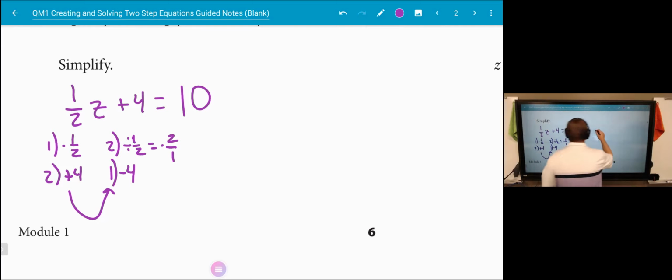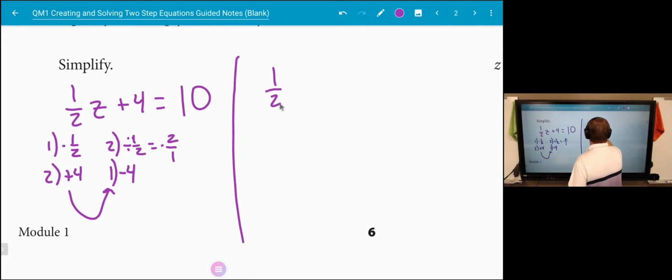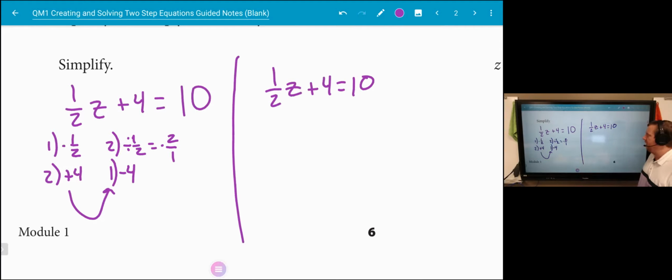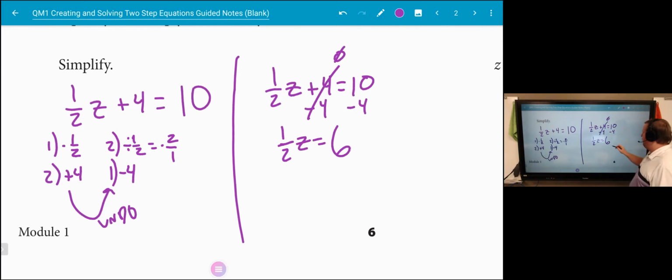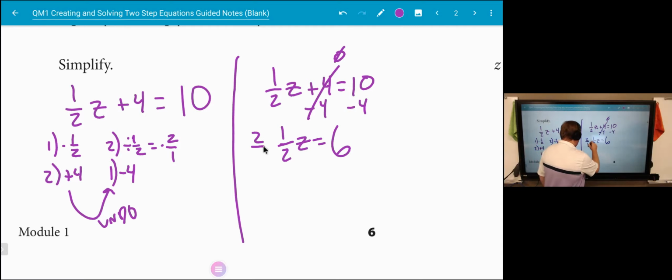So let's go ahead. I'm going to rewrite this. Half z plus 4 equals 10. My first undo step says I need to subtract 4 from both sides. I get half z equals 6 because this simplifies to 0 and 10 minus 4 is 6. Now this says I have to divide by half, but what I actually have to do is multiply by 2 over 1, or just 2, and I have to do that to both sides.